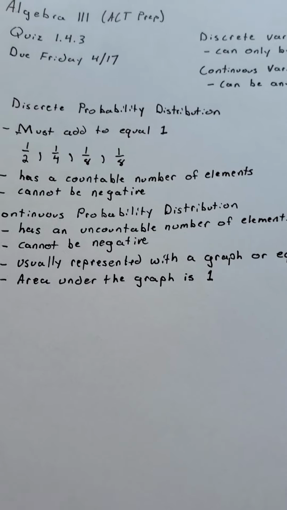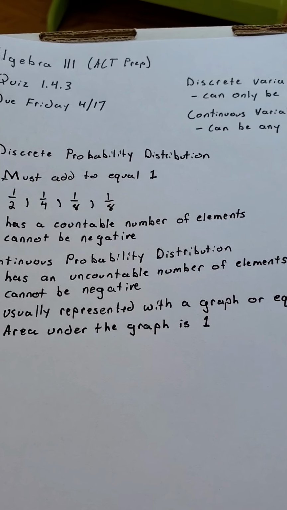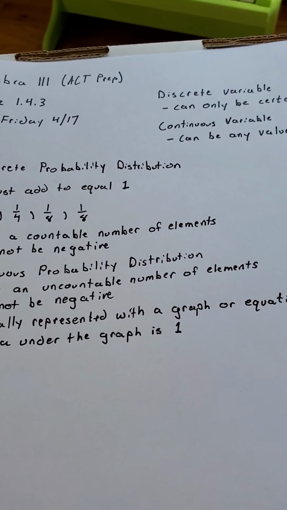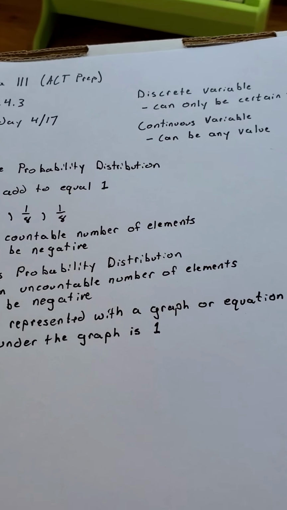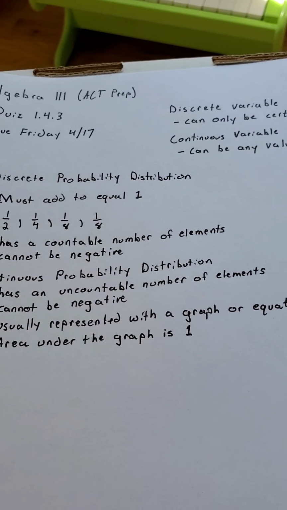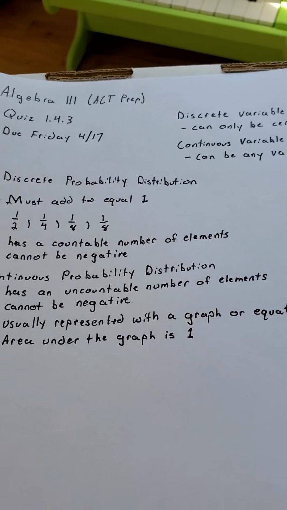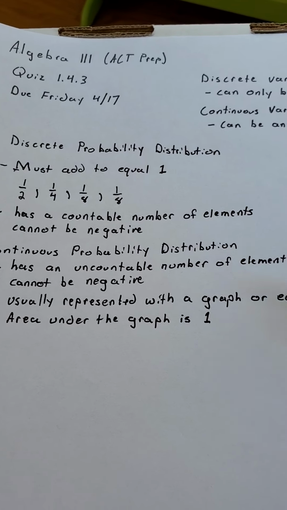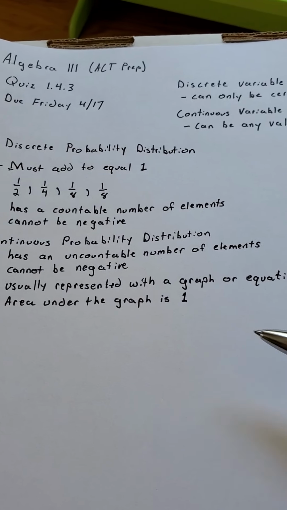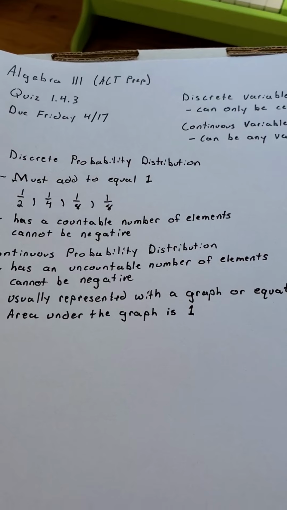A continuous probability distribution is a little harder to understand because you haven't really dealt with it yet. But it has what's called an uncountable number of elements. So let's look at that example again, the real numbers between 0 and 1. There's no way to count the real numbers between 0 and 1. So picking a number between 0 and 1 is like a continuous random variable. It can be any number between 0 and 1. Again, just like the discrete probability, they cannot be negative. And the continuous case is usually represented by a graph or an equation because that's the only way you can display a continuous case.